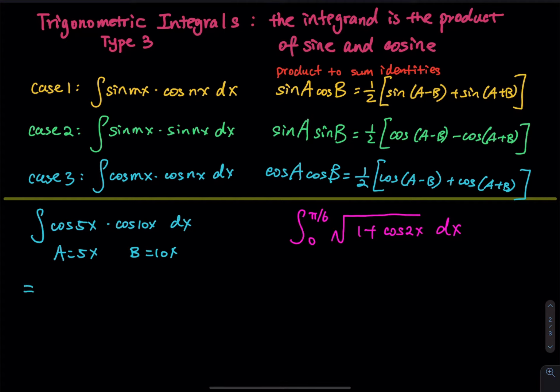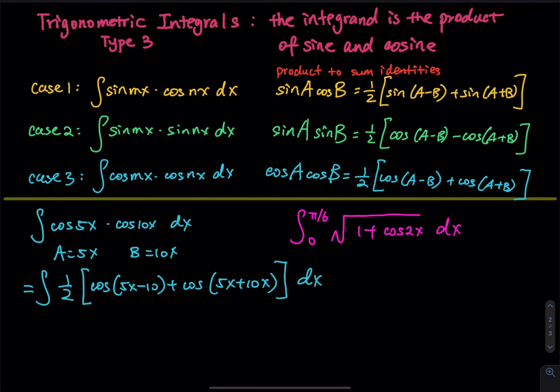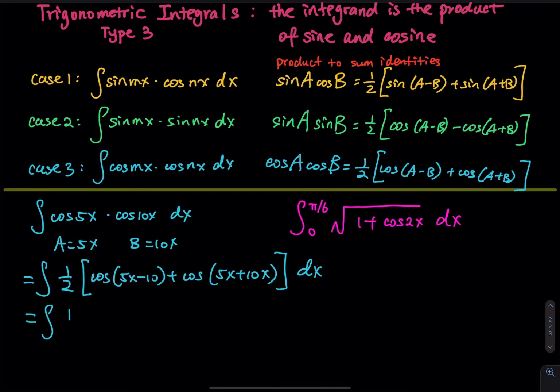So that is the integral of 1/2, and we match this to the blue identity: cosine of a minus b, that is 5x minus 10x, plus cosine of 5x plus 10x. Close the square bracket, dx, and then we do the minus and the plus. So that is 1/2 times cosine of negative 5x plus cosine of 15x, dx. Now we are ready to integrate.